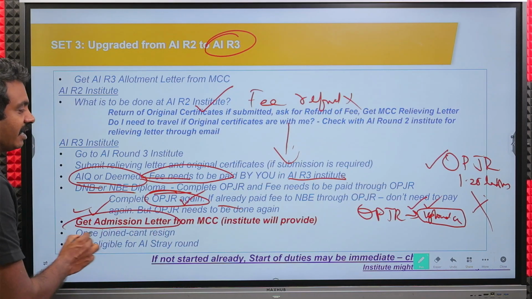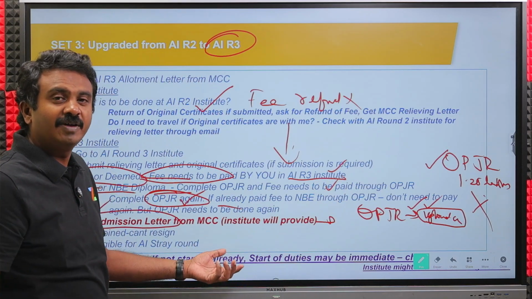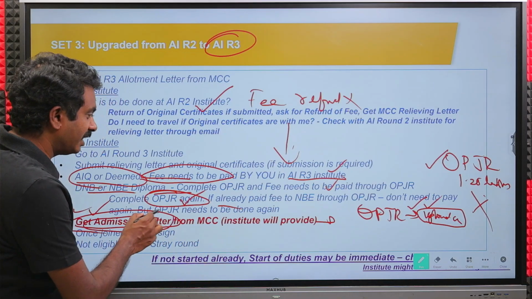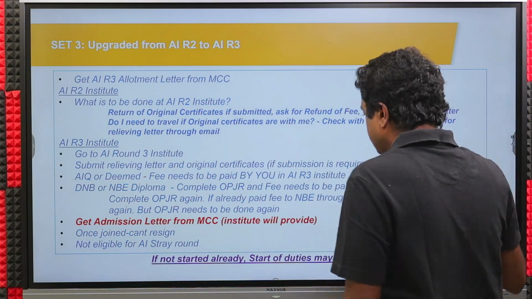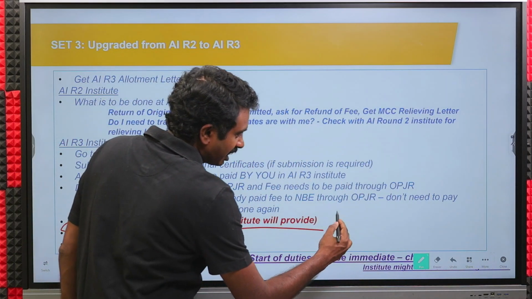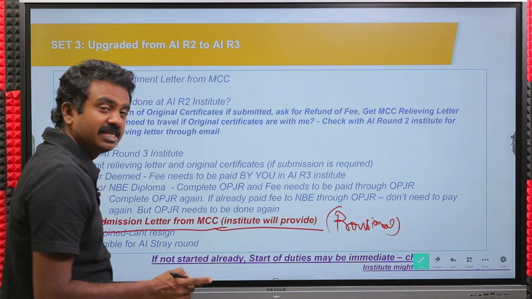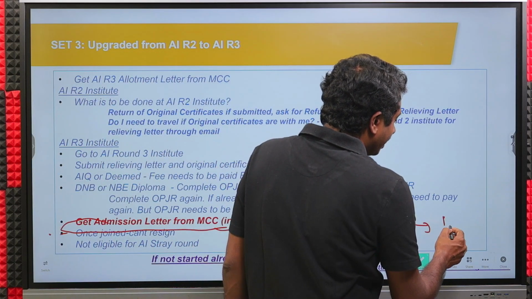Get the admission letter from MCC. Once you submit your certificate and pay the fee, they will give you the admission letter after verification. Get the admission letter, the most critical part, the institute will provide. This is very, very critical, since if you don't get the admission letter from MCC, this will say provisional admission letter, that is fine. If you don't get it, it means this institute has not entered it in the system. You can also check this under the MCC status.